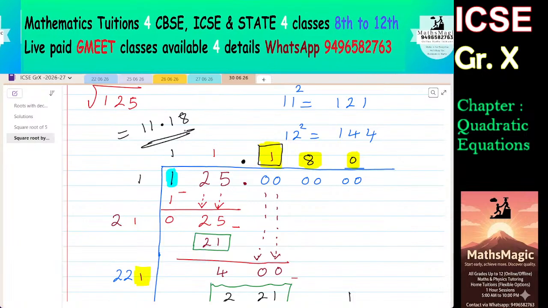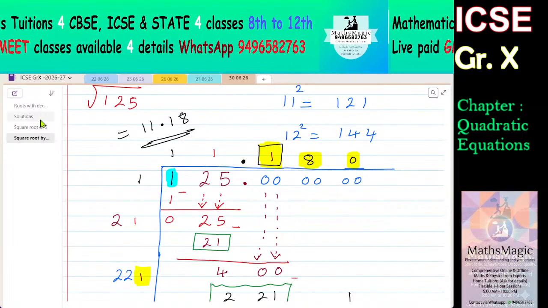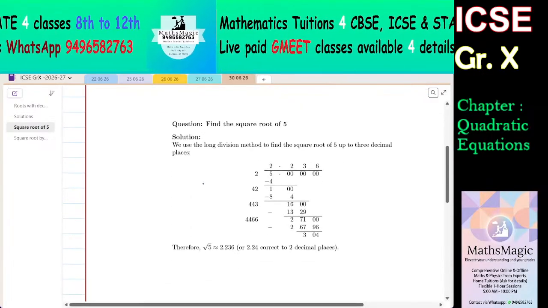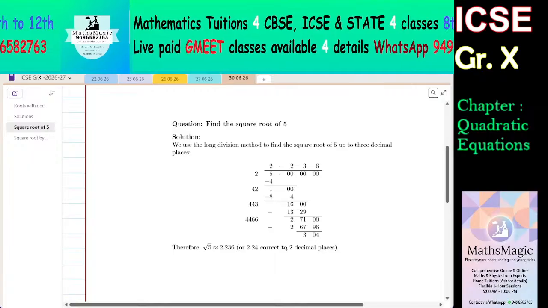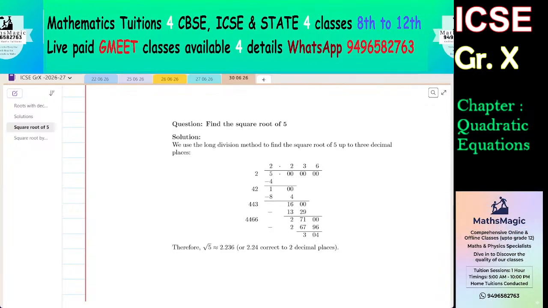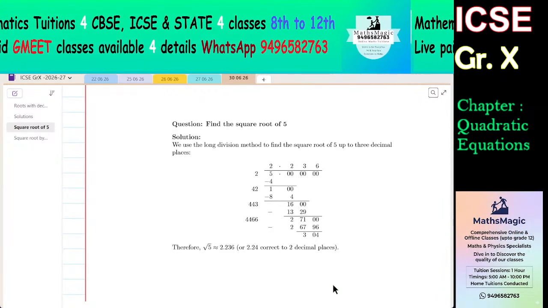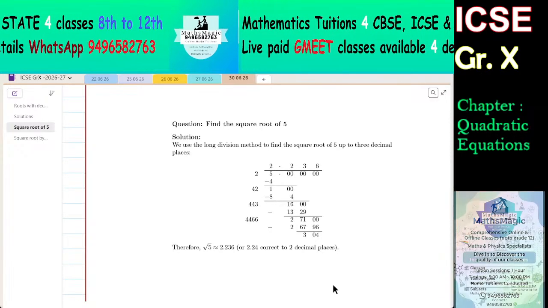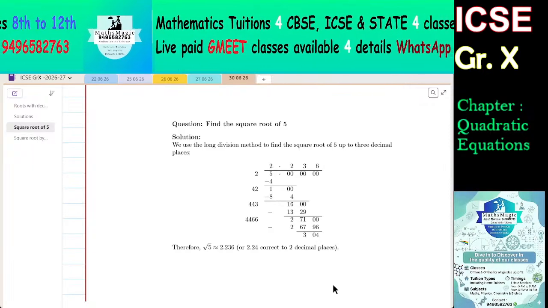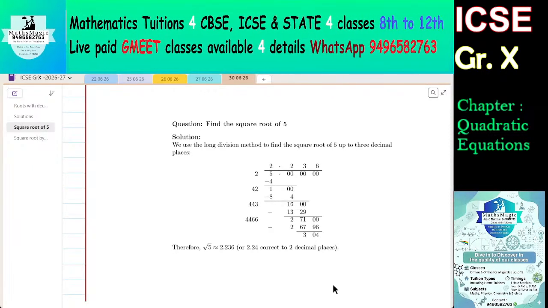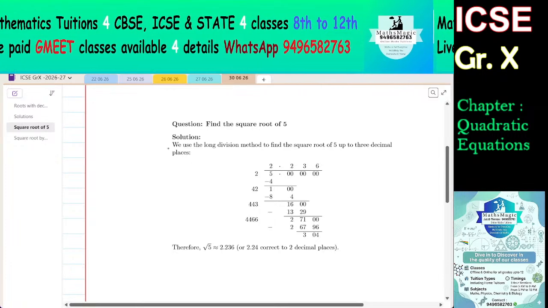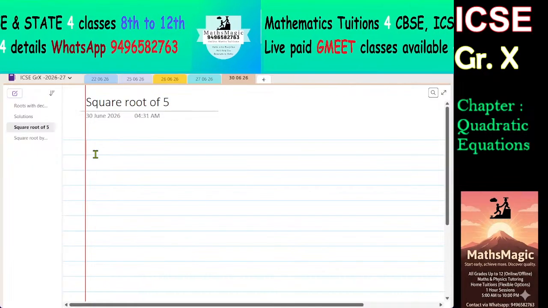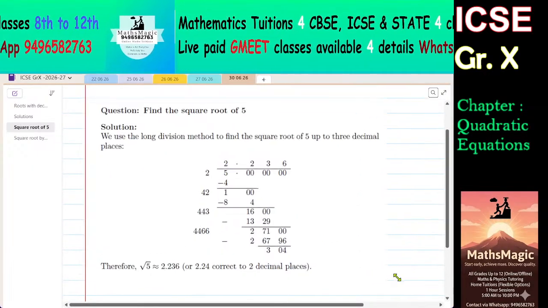Now you know how to find the square root of a number. I have also found square root of this 5. You can just copy if you wish. I'll make it a little bit bigger and clearer. I think this looks good.